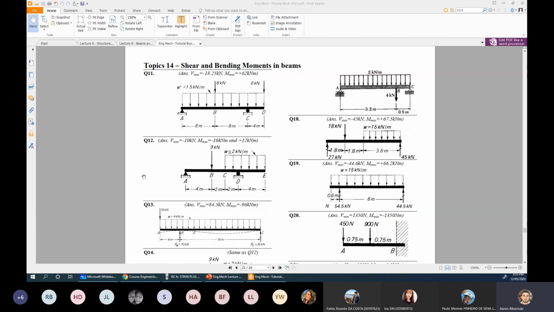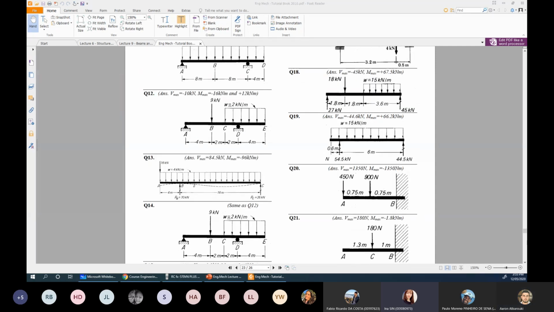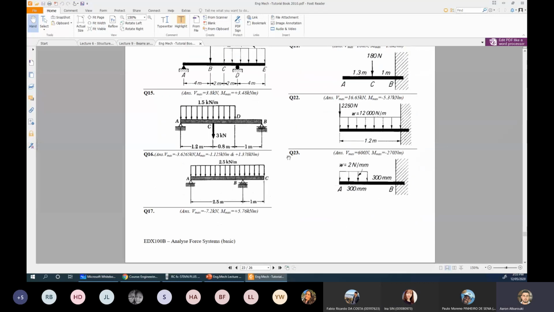All good? Actually, I couldn't understand. So, okay, the homework is all of the questions? No, the homework is number 13 to 23.